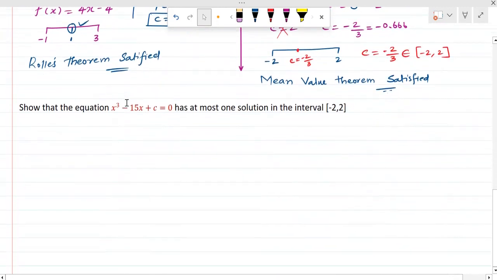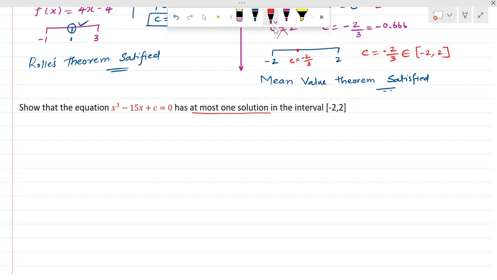Now the next problem is a special problem. Why? Because here it says show that the equation has at most one solution in the given interval. What is the meaning of at most one solution? It means that either you will have zero solutions, no solution, or you will have a maximum of one solution. That is the meaning of at most one solution. You have no solution or one solution.